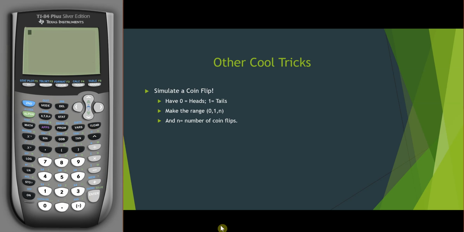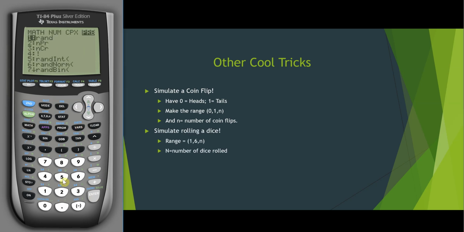Another cool trick is that you can simulate rolling a dice. So if you go to math, probability, option 5, make a range 1 to 6 because most dice are 6-sided. We want to roll this single dice, let's say 5 times, close parentheses, enter. The first roll we're going to generate a 3, second roll we're going to generate a 3, third roll we're going to generate a 1, fourth roll generate a 5, and the fifth roll we're going to generate a 6.